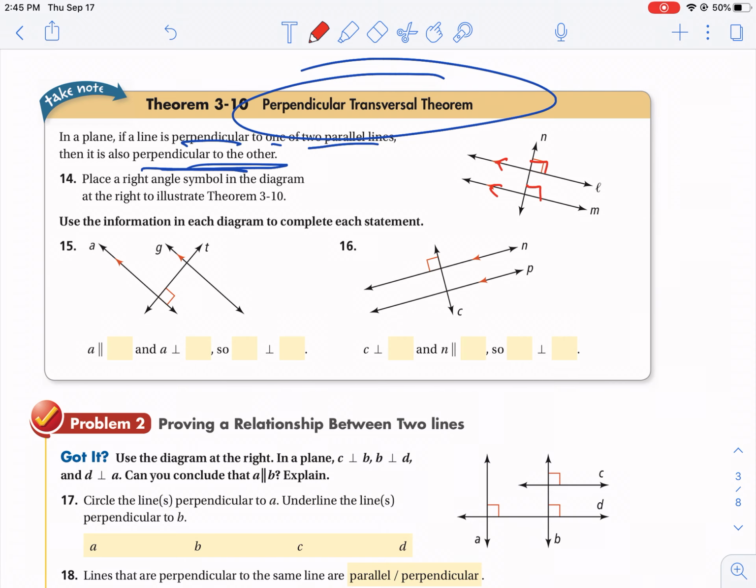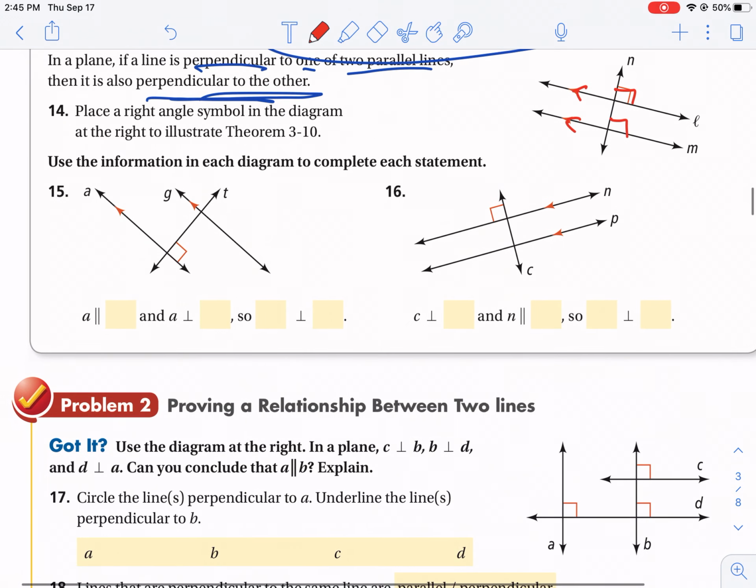So use the information in the diagram here to complete each statement. A is parallel to what? A is parallel to G. We know that based on these figures right here. A is perpendicular to T. We know that based on this right here. Therefore, what can we conclude? We can conclude that G must be perpendicular to T. And I should have made these lowercase. I apologize for that. All right.